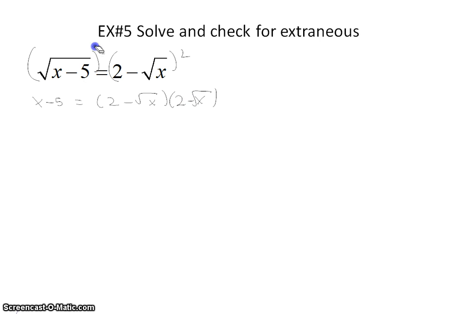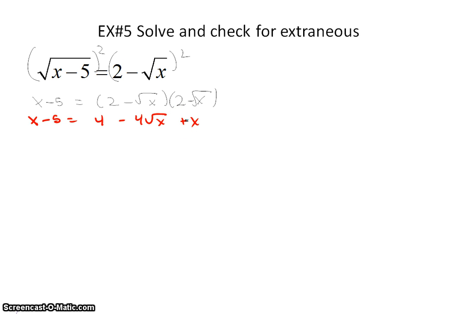Okay, so let's go ahead and do problem number 5. So for problem number 5, we do need to square both sides. And when we square both sides, you do need to remember that it ends up being a FOIL problem. So the square root goes away, and when we square the right-hand side, we're going to write it out twice, and we're going to FOIL it out. So we get x minus 5, and 4 minus 2 root x minus 2 root x, so minus 4 root x, and root x times root x gives me x.